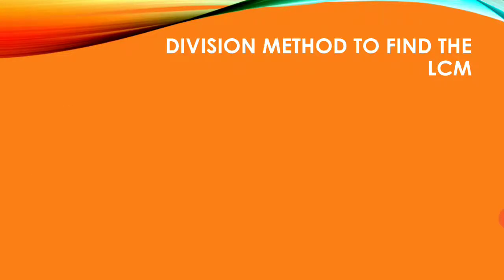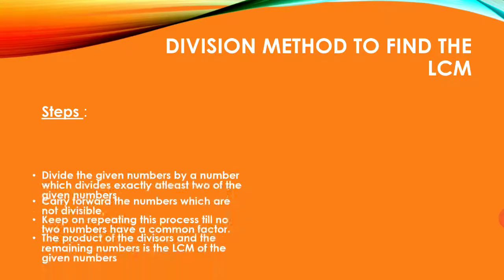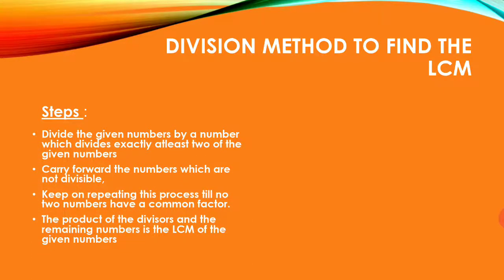Now, second, division method to find the LCM. The steps involved are: divide the given numbers by a number which divides exactly at least two of the given numbers. Carry forward the numbers which are not divisible. Keep on repeating this process till no two numbers have a common factor. The product of the divisors and the remaining numbers is the LCM of the given numbers.